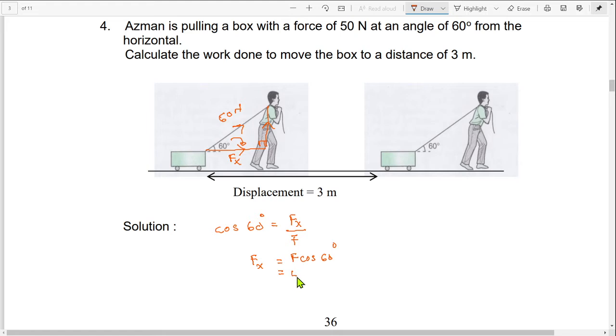Our F is 50 multiplied by cos 60 degrees. So we will end up with 25 Newton. Therefore, the work done is F sub x multiplied by the displacement. F sub x is 25 Newton, and our displacement is 3 meters. So the work done is 75 Newton meter, or we can write this as 75 Joule. Simple, right?